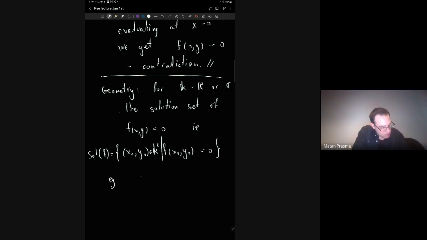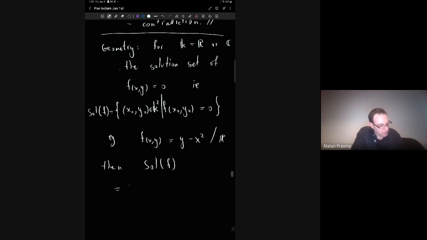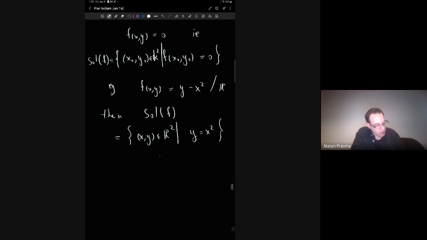For example, you take f(x,y) equals y minus x squared, let's say over R. Then I can picture the solution set of f. This is simply the set of all (x,y) in the plane R squared, such that y equals x squared. So this is a parabola.